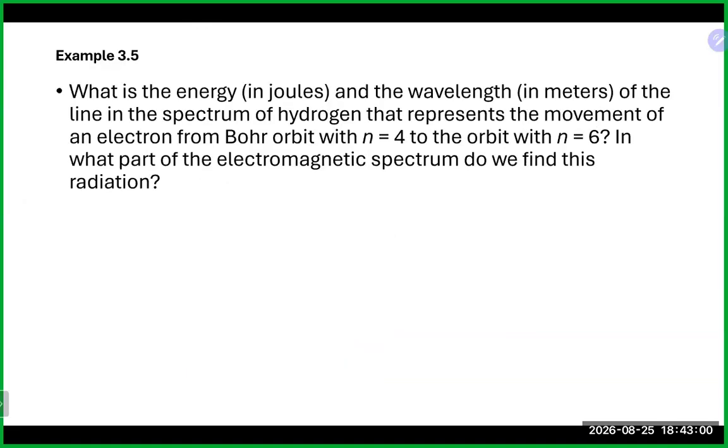What is the energy in joules, and the wavelength in meters, for a hydrogen spectrum transition that moves from the fourth energy level to the sixth? And in what part of the electromagnetic spectrum do we find this radiation? Well, we just work on the calculation part first. So we're looking for the energy associated with this transition and also the wavelength. Take a few moments and see what you come up with.